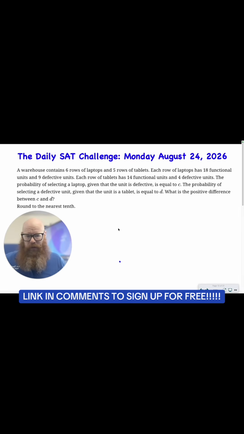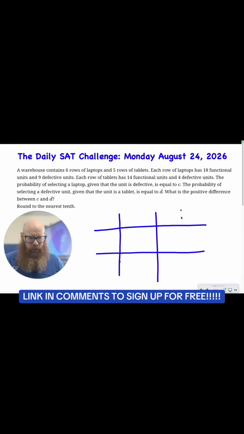A pretty tough one here. And the way that I'm going to model this is I'm going to make a two-way table. And what we have going on here is rows of laptops and tablets. We'll call those L and T. And then of each of those, we have some that are functional and some that are defective. So I'm going to fill out these four, and then we'll talk about the totals in a second.